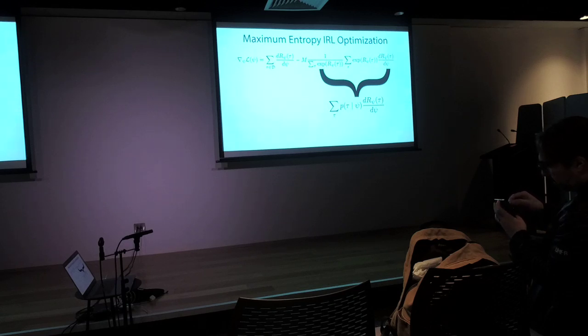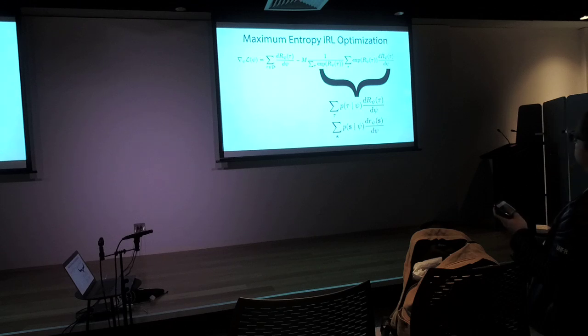We can simplify this even further by saying, instead of summing over all possible trajectories, this is equal to the sum over all possible states of the probability of visiting a state given the parameters of your reward function times the derivative of the reward function with respect to the parameters. Next, how do we get this P of S? This is what's called your state visitation frequency. This is the probability of visiting state S at any given point in time under the demonstration policy for a reward function parameterized by psi.